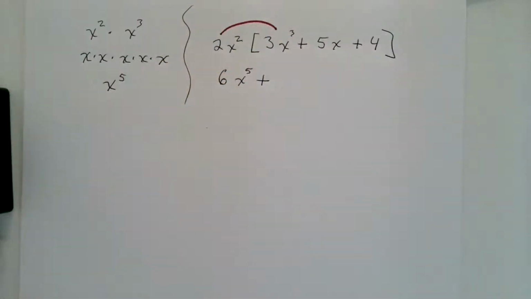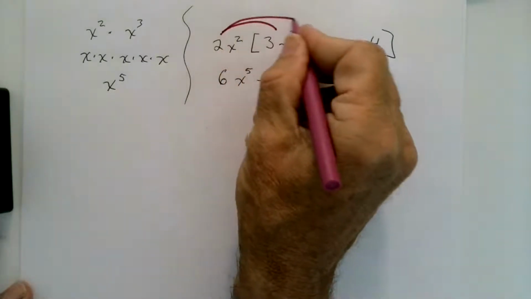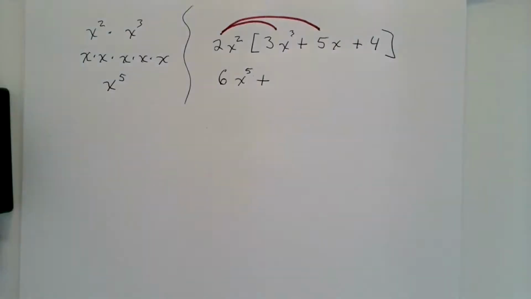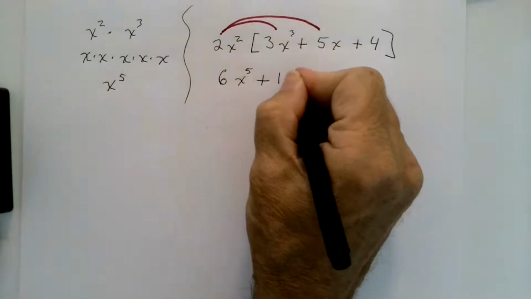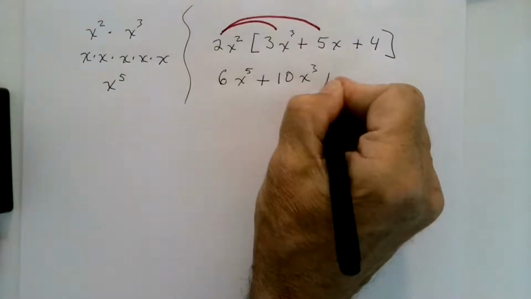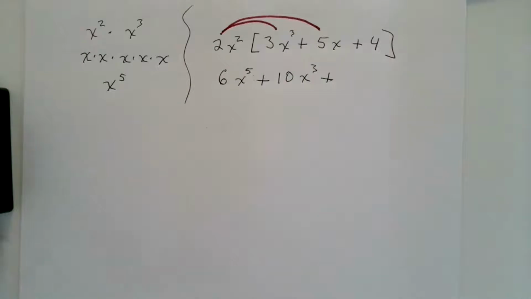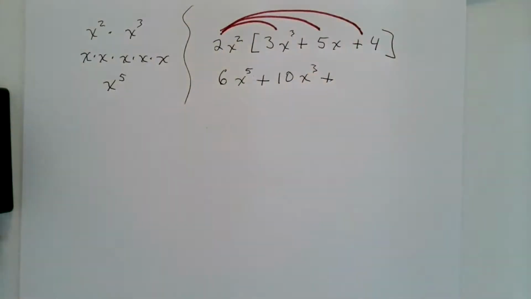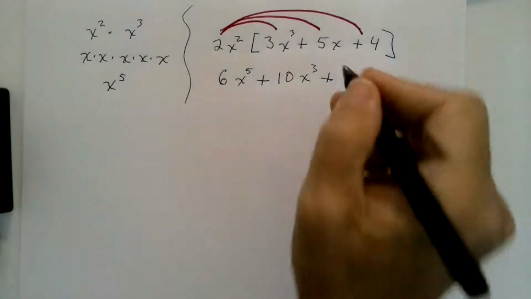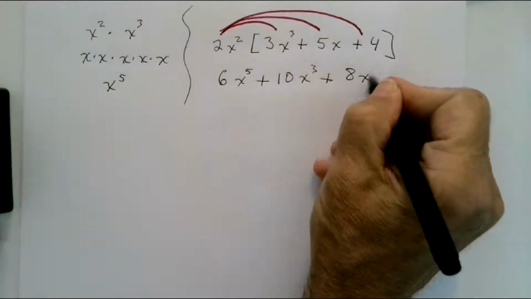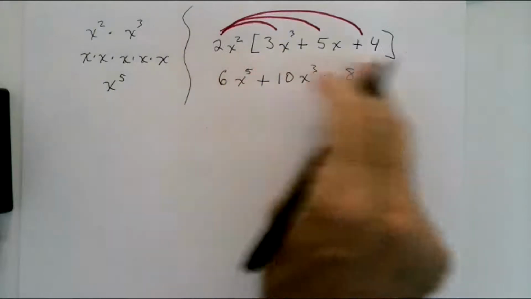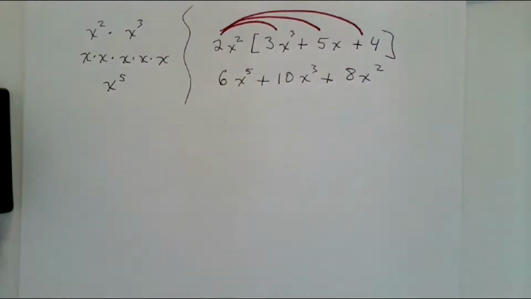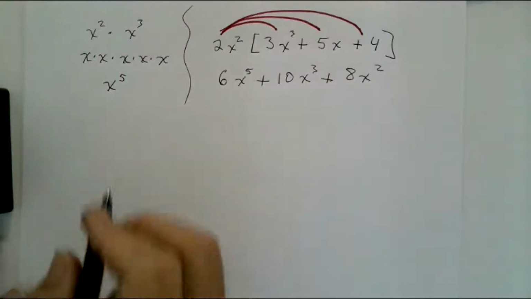Plus 2x squared times 5x. 2 times 5 is 10. X squared times x would be x to the third. Plus 2x squared times 4. 2 times 4 is 8, times x squared is just 8x squared. So for multiplying a monomial by a trinomial, it's relatively easy. We just go term to term.